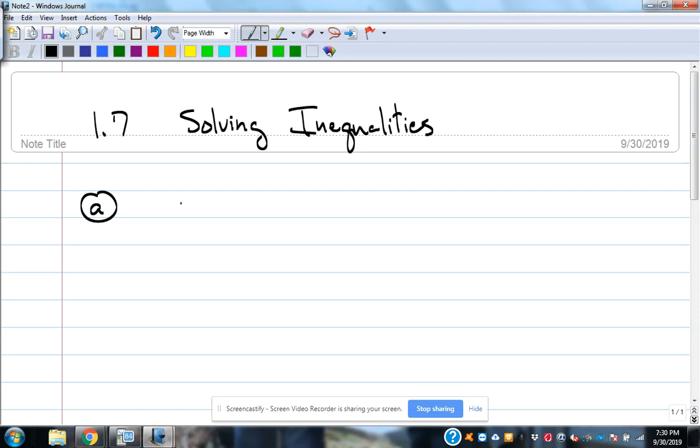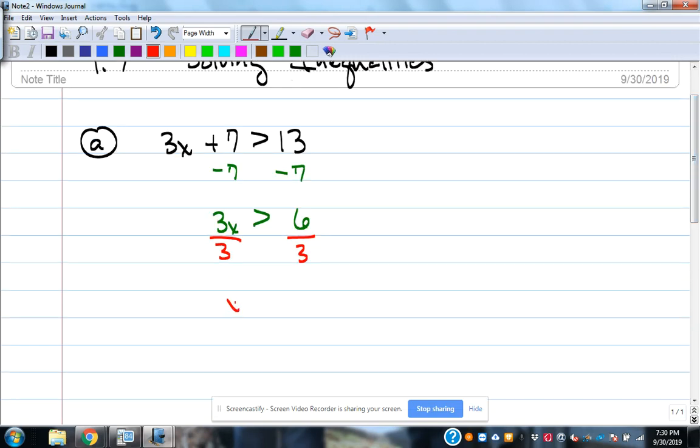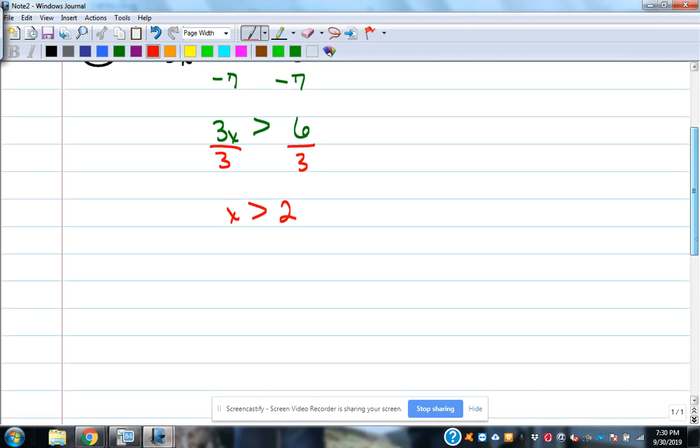At least. All right. 3x plus 7 is greater than 13. Simple solving. What do we do first? Subtract 7. This part you guys have no problem with. Next step. Divide by 3. X is greater than 2. All right, now here's where we got to write our answers in the 3 different ways. This is the part that folks tend to have a little bit of trouble with.